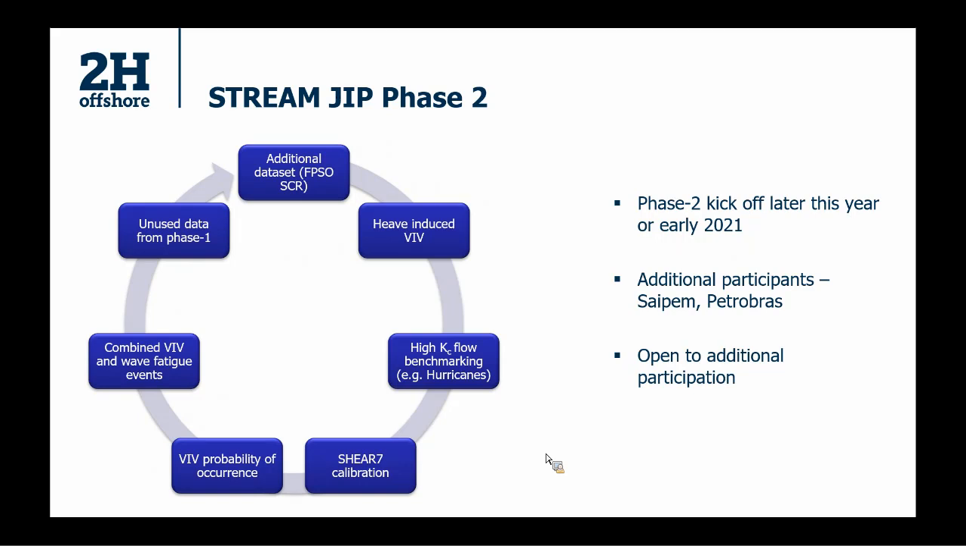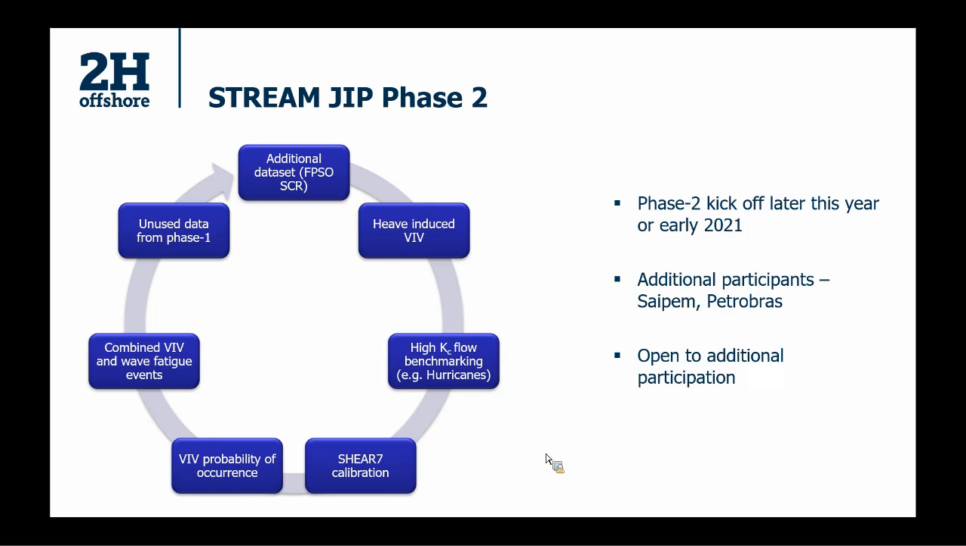Then we want to look at combined VIV and wave events. This is something that the operators were very interested in. Basically, nowadays when we do fatigue, we look at VIV fatigue separately, we look at wave fatigue separately, and add the fatigue damages from the two. In reality, they are occurring together, and the stress ranges need to be added together to get the final fatigue damage. So we have the data to look at such events, and we plan to do so.